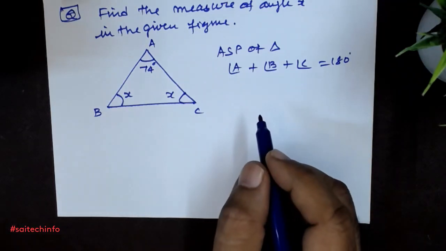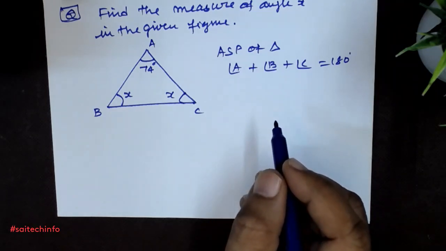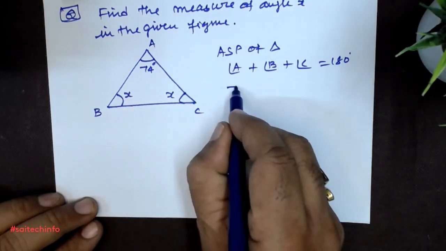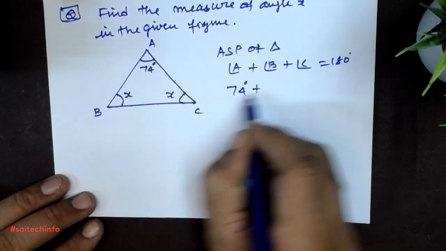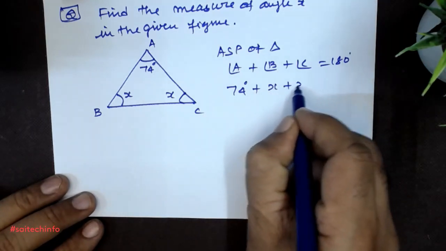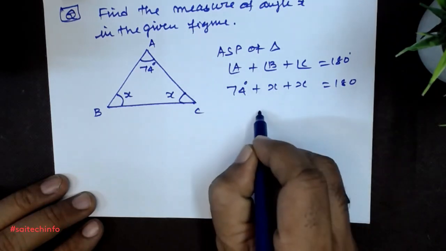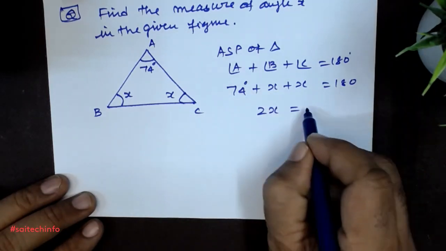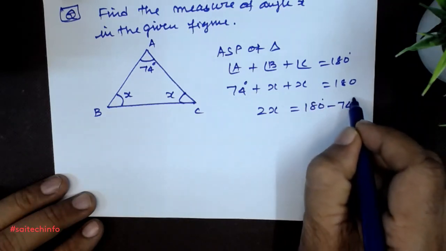So what is angle A? 74 degrees. What is angle B? x. Another x. That is 180 degrees. So x plus x, 2x, plus 74 is 180 degrees. So 2x is equal to 180 degrees minus 74 degrees.